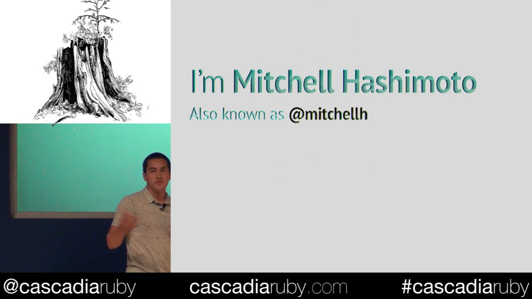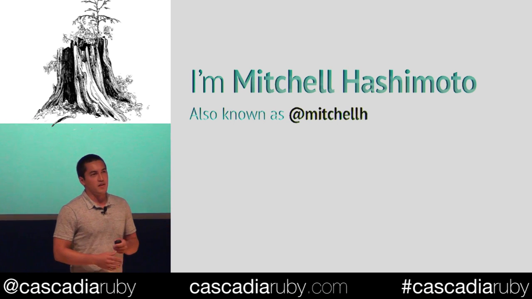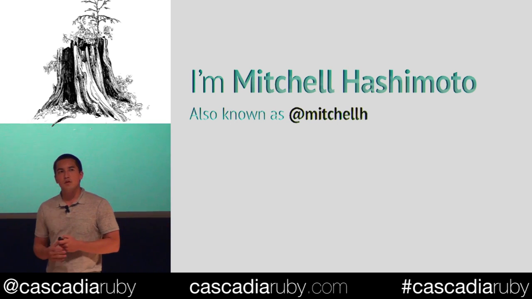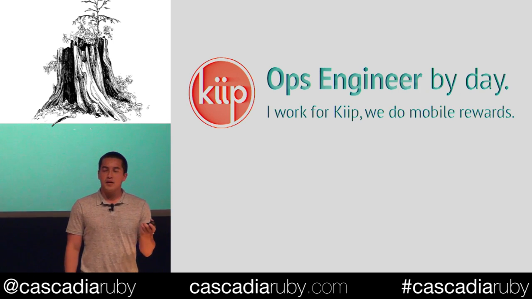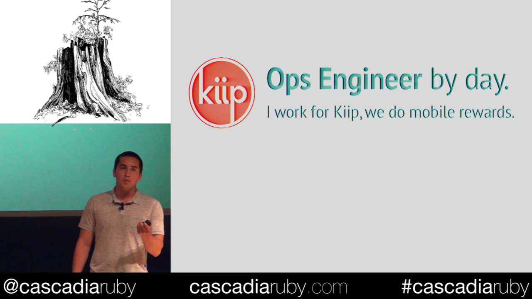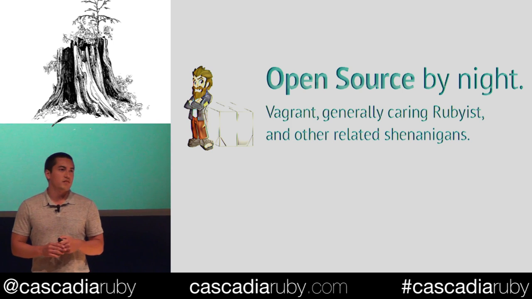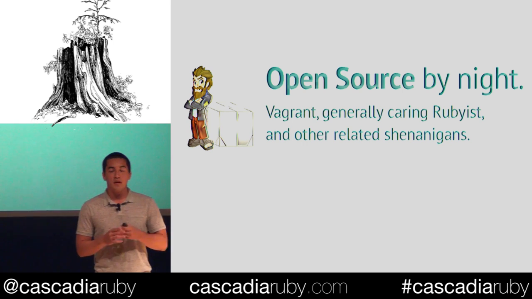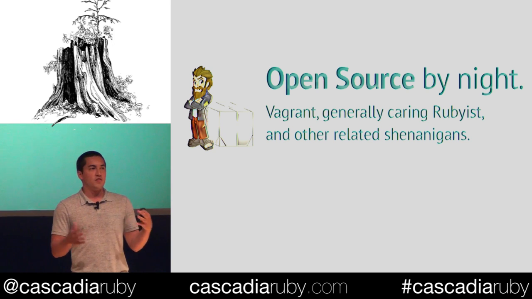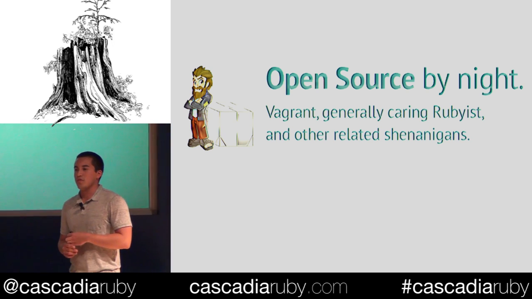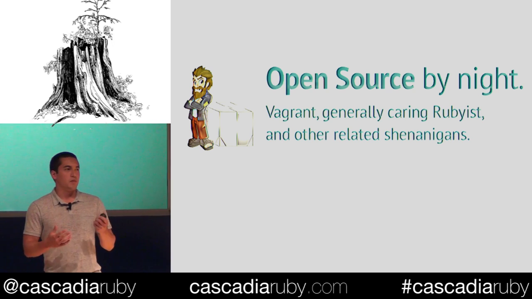I'm Mitchell Hashimoto. Shane did a good intro of me. I go pretty much anywhere that matters on the internet as Mitchell H, so you could find me that way. By day, I'm an ops engineer. I don't do that much Ruby by day. I work for Keep. We do mobile rewards. By night, I do open source. Most of this, I'd say 95%, is spent doing Vagrant. The other 4% is generally Vagrant-related shenanigans. And then the final 1%, I try to be a caring Rubyist where I feel like I have something to offer.